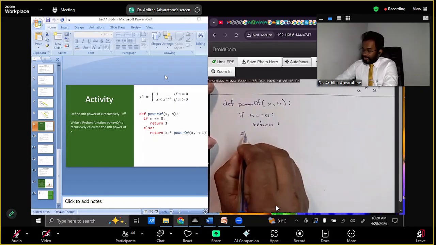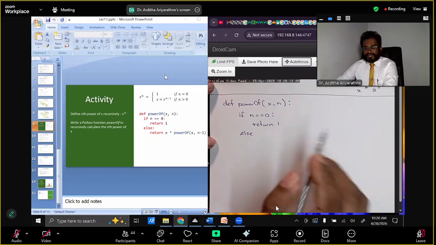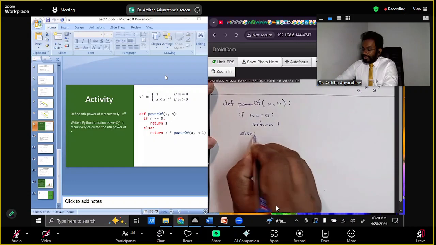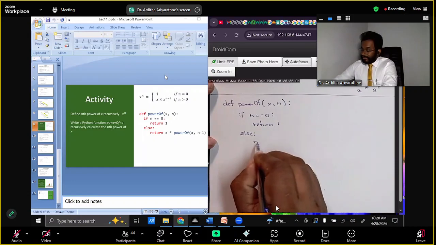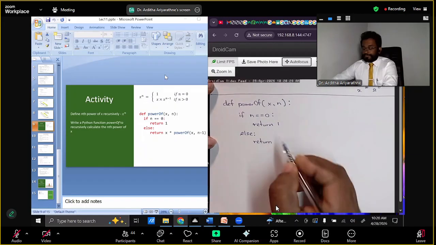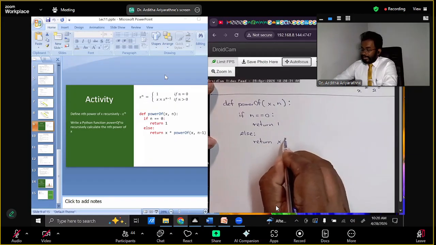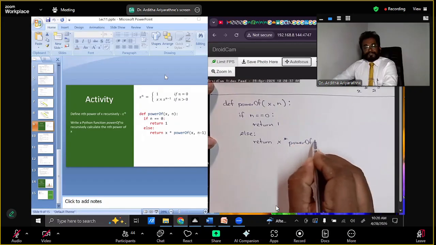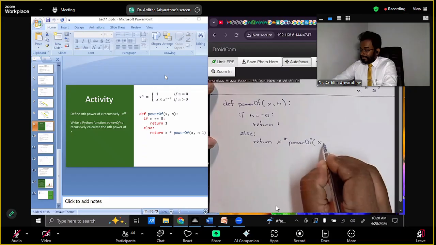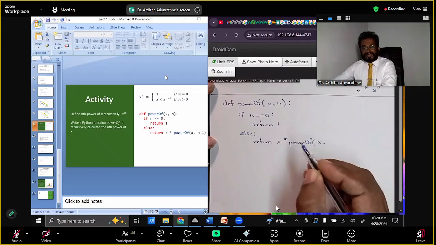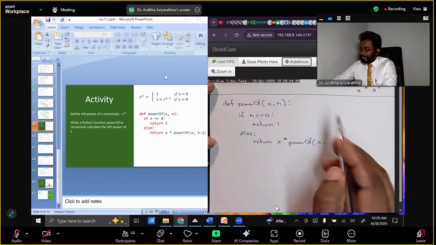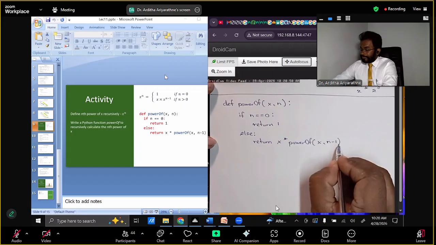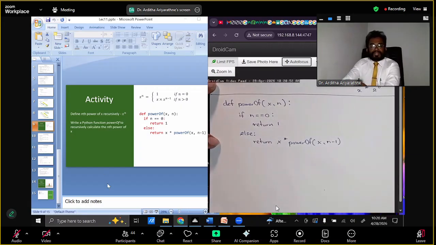In all the other cases, where n is not equal to 0, what we are going to do is return x multiplied by the same function, power of, with the same base value, but the power reduced by 1. Initially it's n, now we are calling n minus 1, like this. Now you can see this.